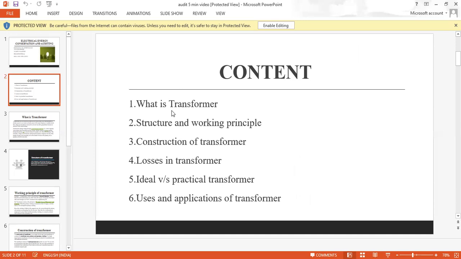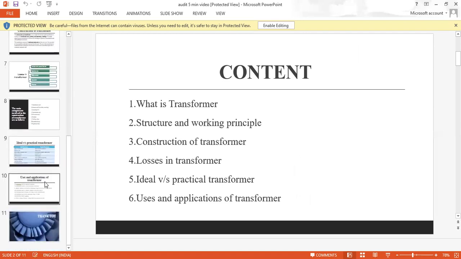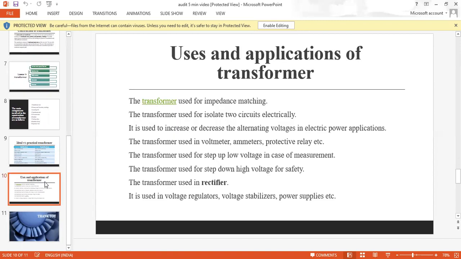That's what we have discussed till now, the content topics: what the transformer is, its structure and working principle, its construction, losses in it, the ideal and practical transformer and their basic points, and the uses and applications of the transformer. These were the topics which I presented.